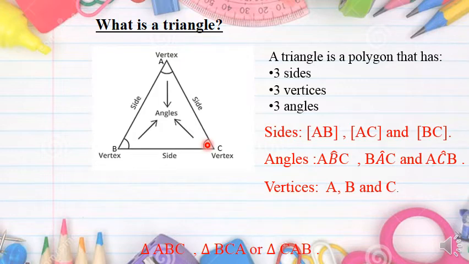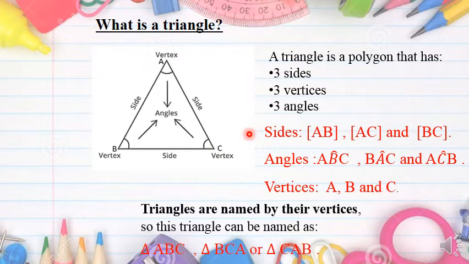What are the vertices? Vertices is the plural of the word vertex. This is vertex A, the point A. This is vertex B, the point B. This is vertex C, the point C.